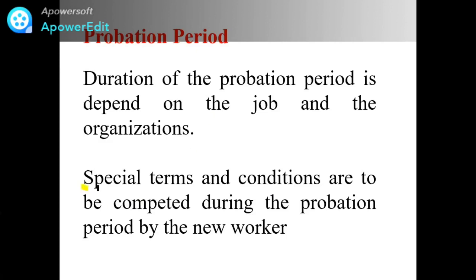Special terms and conditions can be given by the company to complete the probation period. During the probation period, the worker has to complete certain requirements. For example, as a probationary lecturer, within 3 years he or she has to complete a master's or PhD degree plus a teaching methodology course. If they are unable to complete these requirements within 3 years, the university offers additional time up to 8 years. After 8 years, if the probationary lecturer hasn't completed these two courses, then he or she has to say goodbye to the university. That is the special terms and conditions incorporated in the probation period.